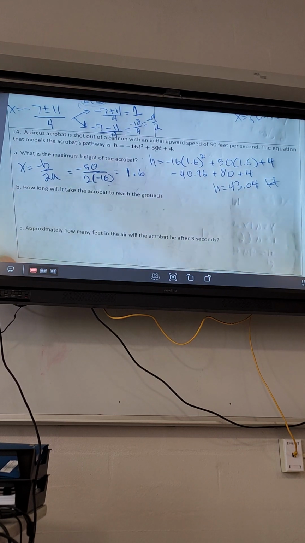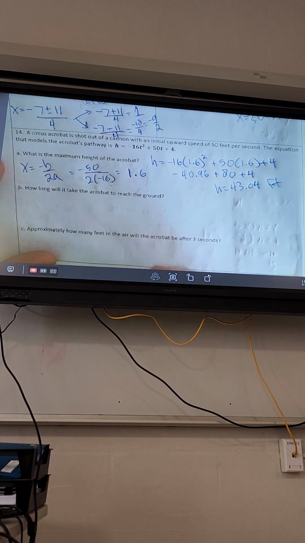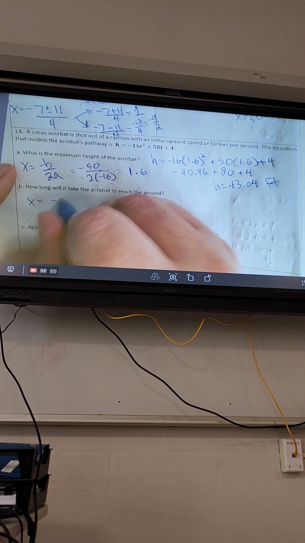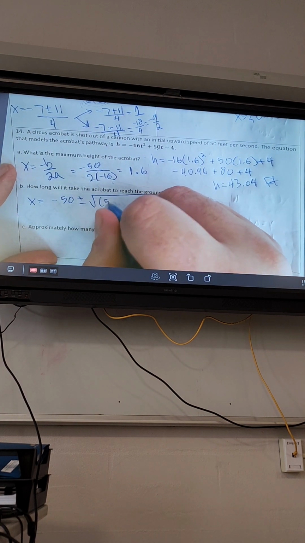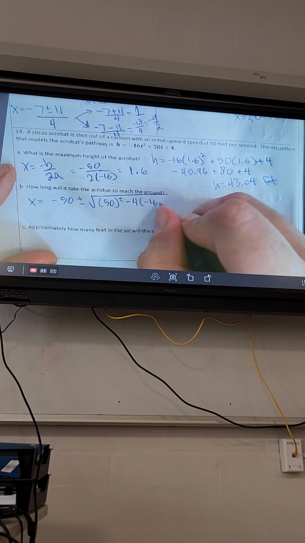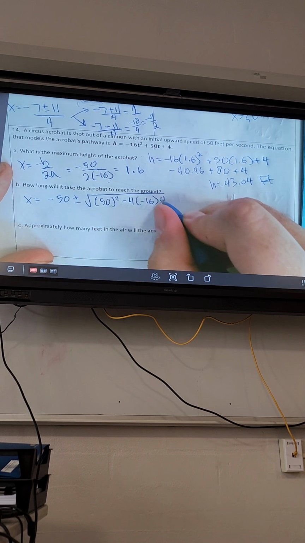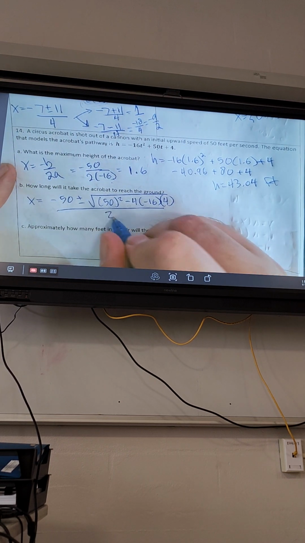Now, how long will it take the acrobat to reach the ground? That's asking for a solution, so you're going to use the quadratic formula. x equals negative 50 plus or minus the square root of 50 squared minus 4 times negative 16 times 4. Guys, we will finish in time. You don't need to pack up. All divided by 2 times negative 16.